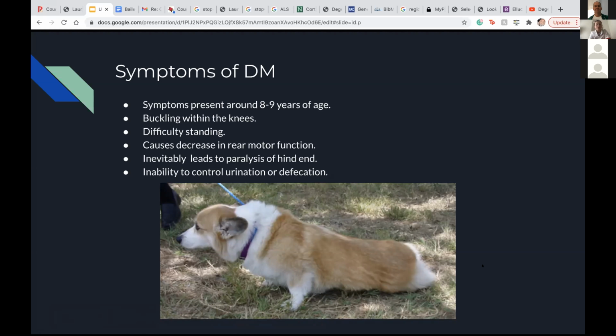So the paralysis starts to move from the hind legs forwards, and eventually it's not just going to be the hind or the rear end that's paralyzed. It's slowly going to move all the way forwards to the front legs, and then eventually the dog is going to be completely paralyzed, and then it eventually leads to death.